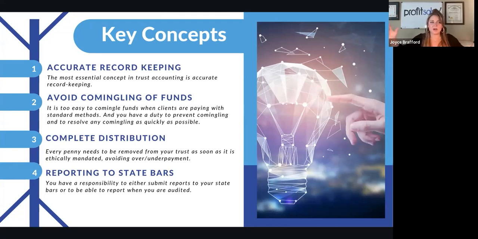So today we're going to talk about our high level 30,000 foot architecture type of concepts, right? This is the framework that everything else is built upon. So number 1 is accurate record keeping. You cannot do anything else with your trust account unless and until you have accurate record keeping. This is the most essential concept.